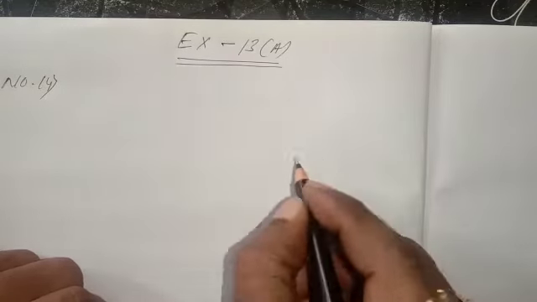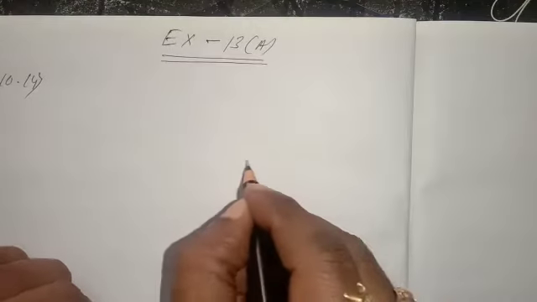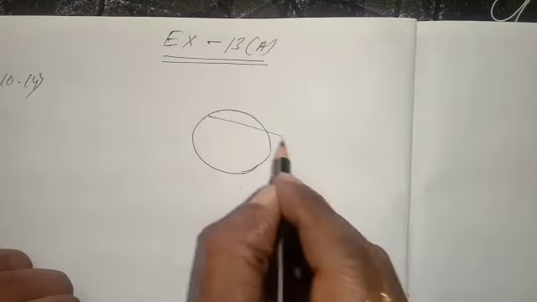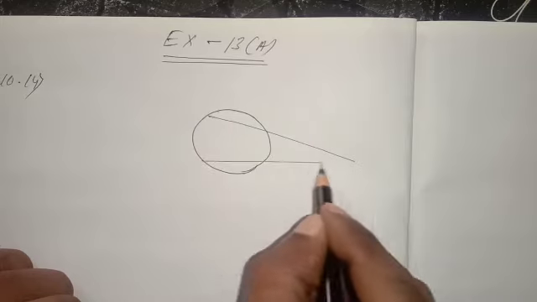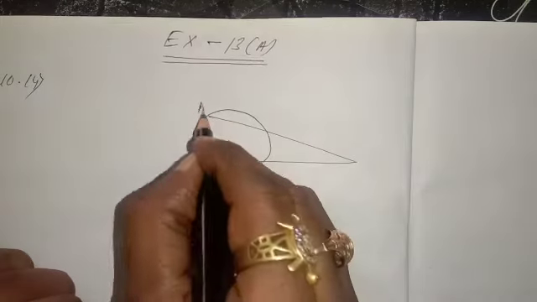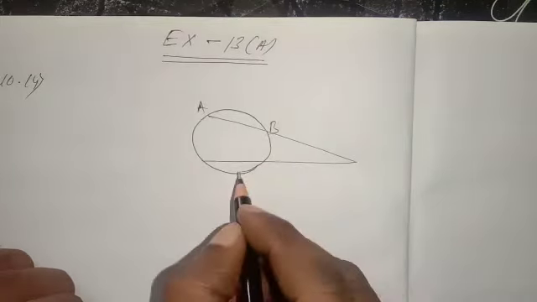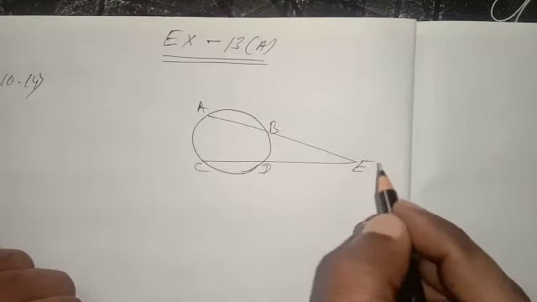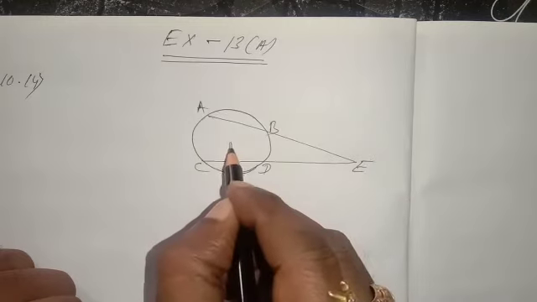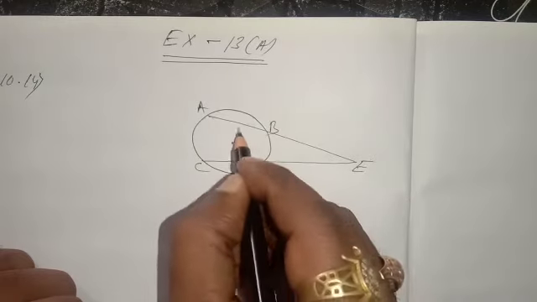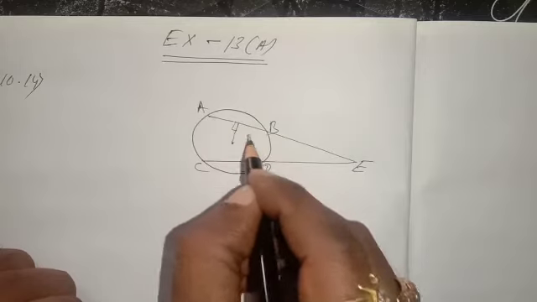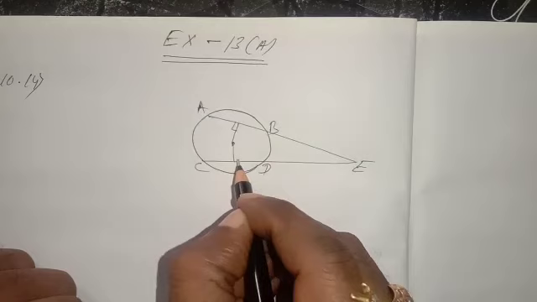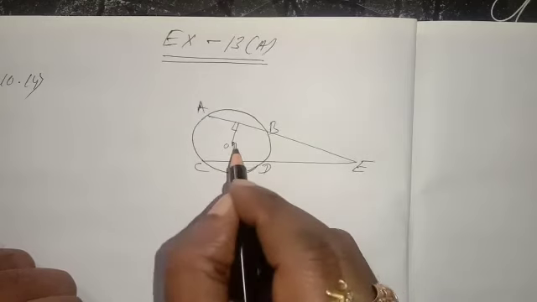We have to draw one circle here having two chords like this, just for a rough diagram. AB is a chord, CD also another chord, and E is the point. O is the center of the circle. This is a perpendicular drawn from the center to this chord, and this is the join.